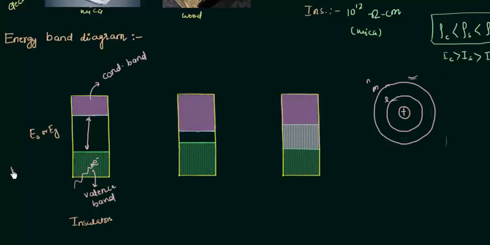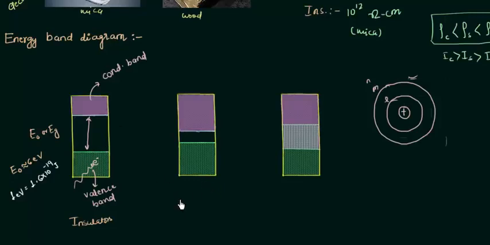And more precisely, E naught is nearly equal to 6 electron volt for the insulators, and you already know 1 electron volt is equal to 1.6 into 10 to the power minus 19 joules. So you have to give 6 times of this energy to make this electron appear in the conduction band. This is for the insulators.